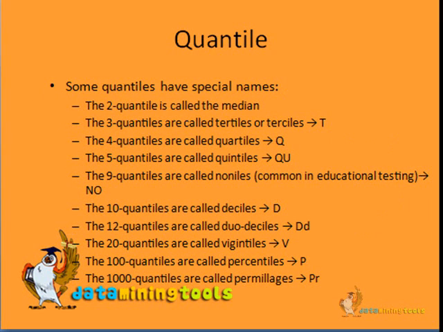Now here we have some quantiles. They've been given special names. For example, a 2 quantile is called the median, a 3 quantile is called a tertile or a tercile, represented by the capital T. The 4 quantiles are called quartiles, the 5 quantiles are called quintiles, and so on. The 1000 quantiles are called permilles and represented by a capital P and a small r. So these are the names. Some special names have been given to specific quantiles.